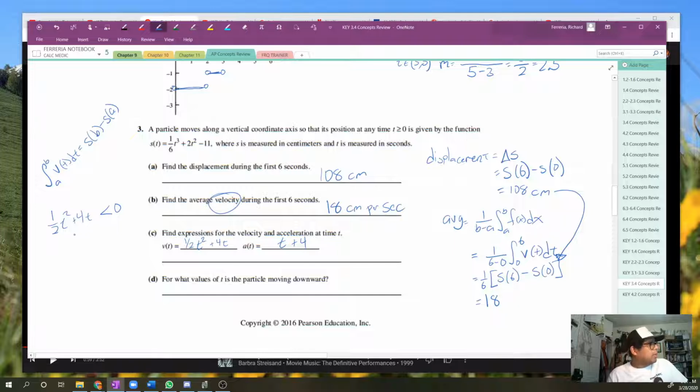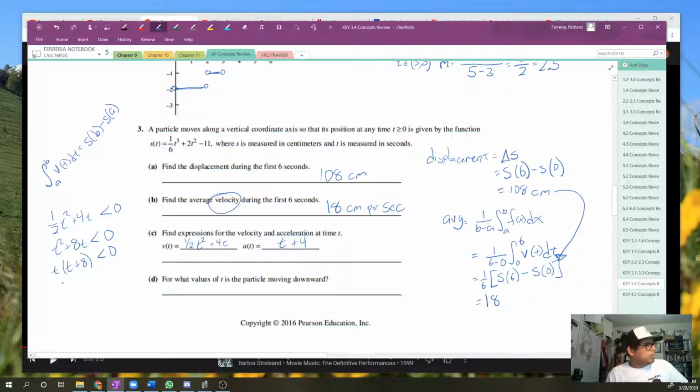Okay, I think we could do some solving here. First of all, we can factor. Actually, before we factor, let's multiply everything by 2. That'll make this solving a little bit easier. So t squared plus 8t is less than 0. Now we'll do some factoring. t times t plus 8 is less than 0.